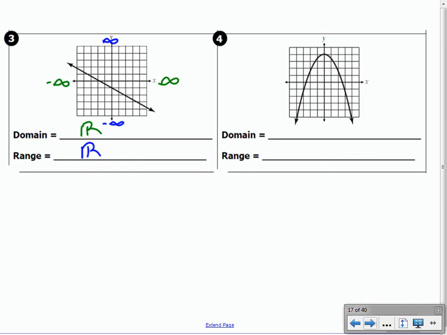Okay, but for number 4, even though the domain is all real numbers, because it's going from negative to positive infinity for the x values, our range isn't all real numbers because we have a highest y value. The highest y value is found up here, okay, at positive 4. And all of the other y values are lower than that because the arrows are going down to negative infinity. So as an inequality, we would write this as y is less than or equal to positive 4.